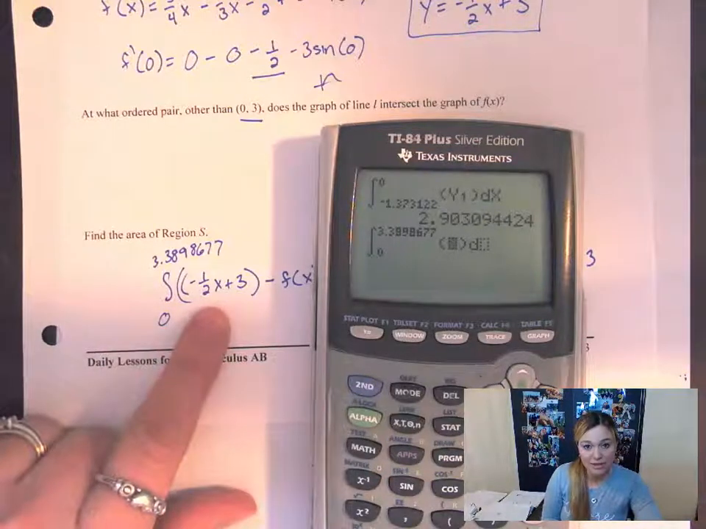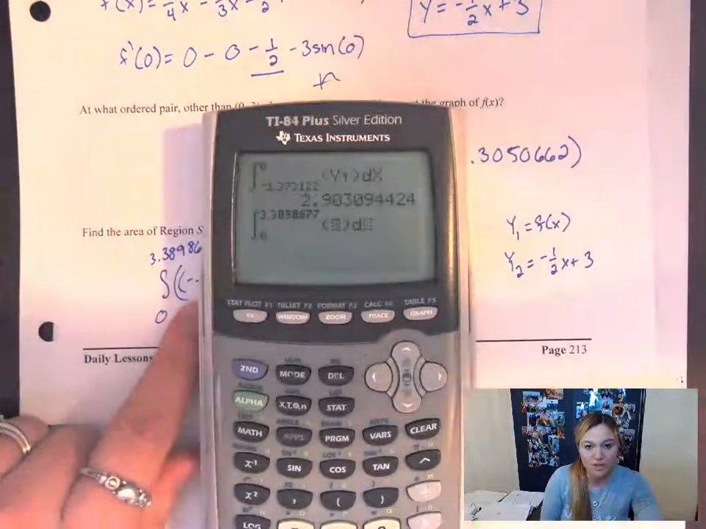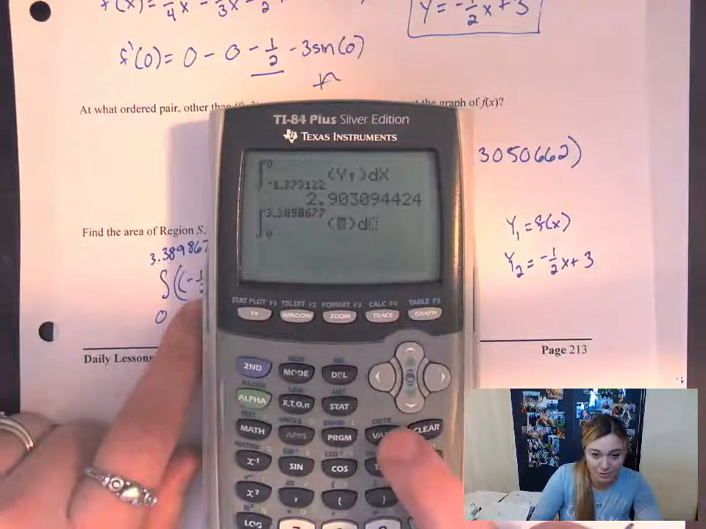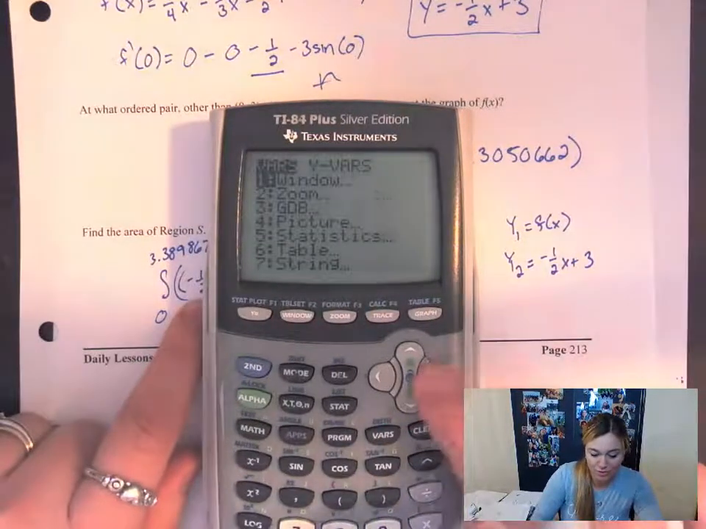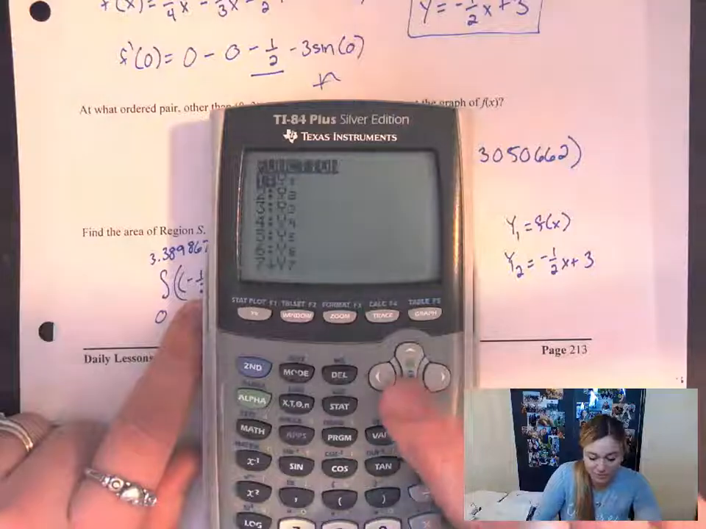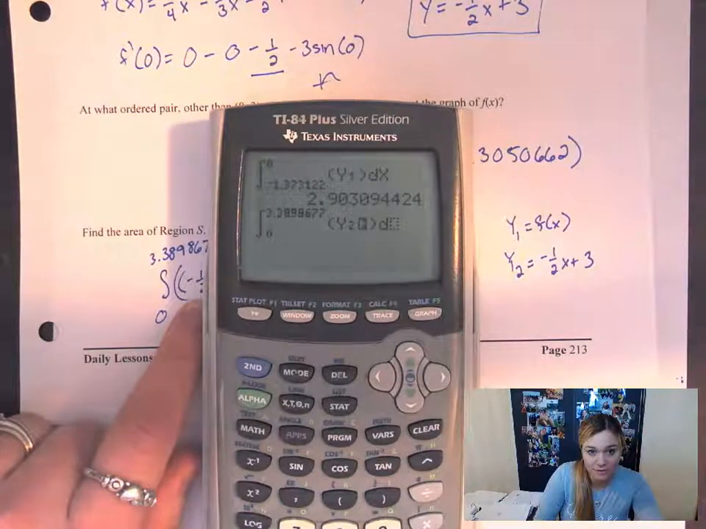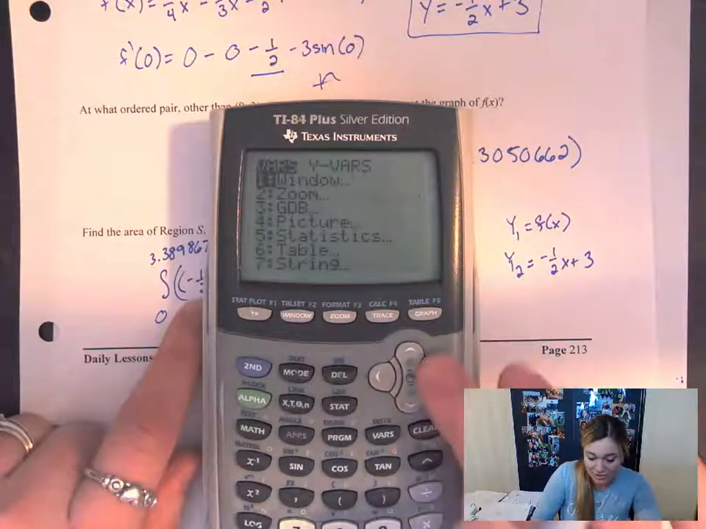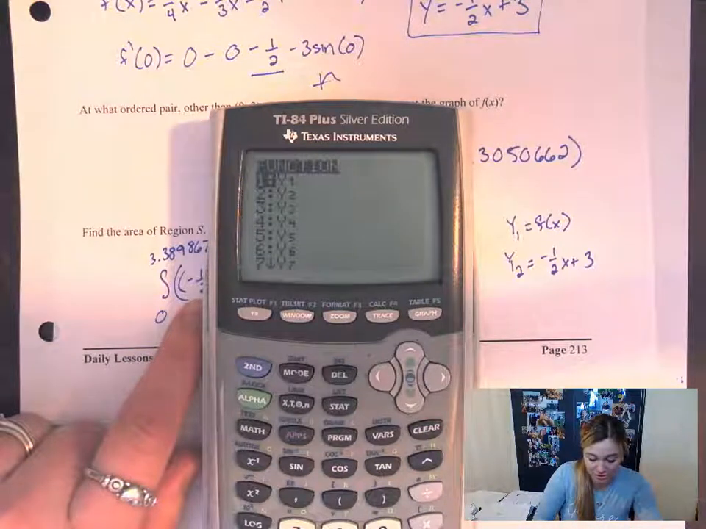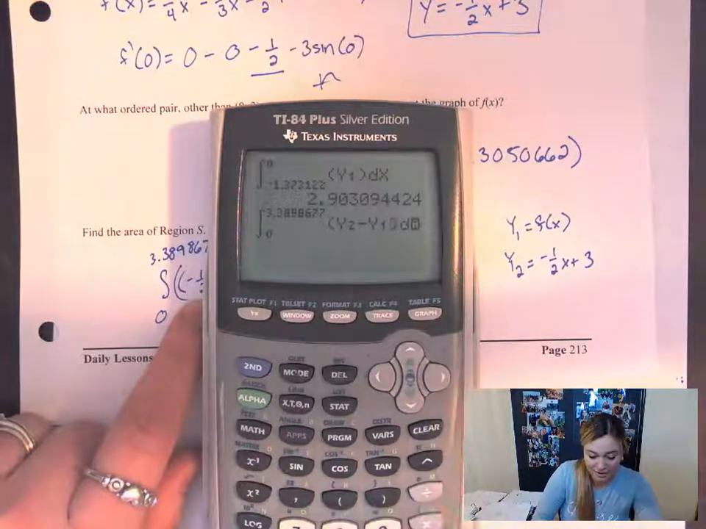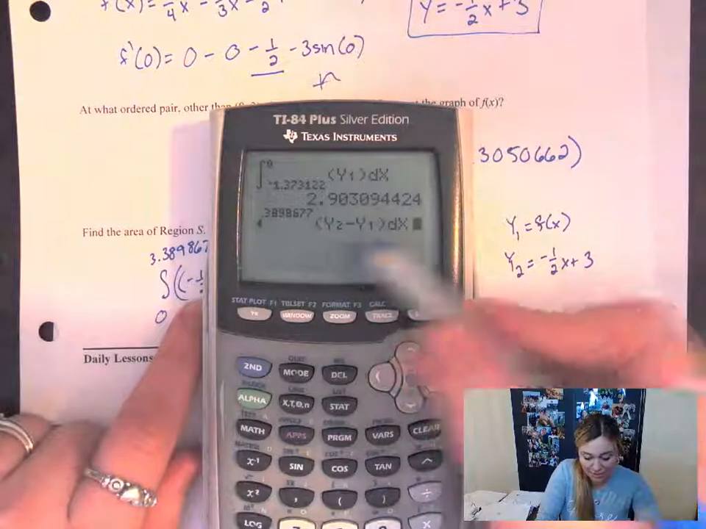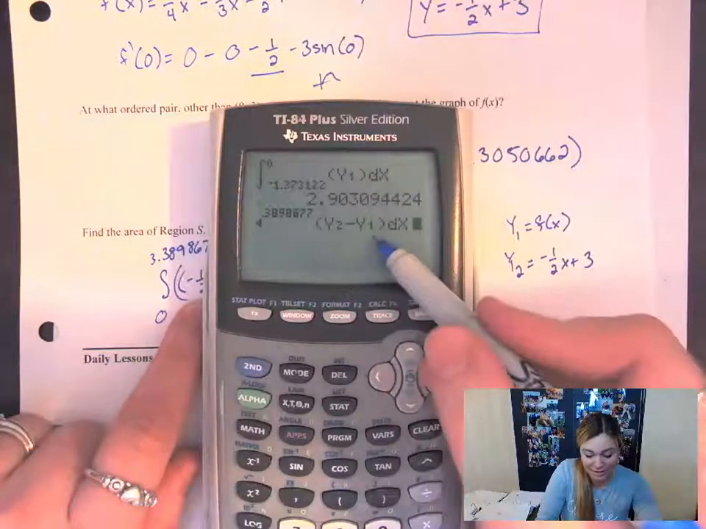Remember, negative 1/2 x plus 3 was y2. So I'm going to go into that, vars, y vars, go down to function, y2, minus vars, y vars, function, y1. And then don't forget to put the x, but I still did the top curve minus the bottom curve. This is my line minus my f of x.